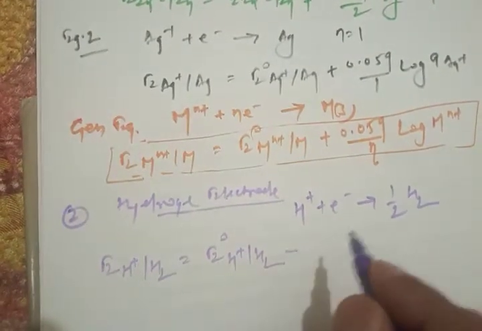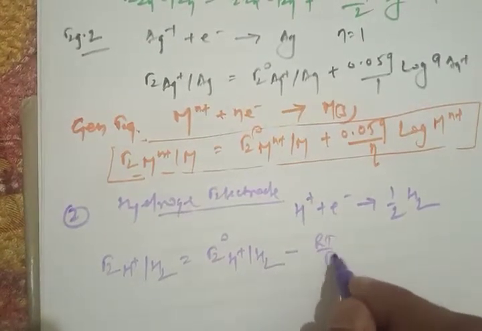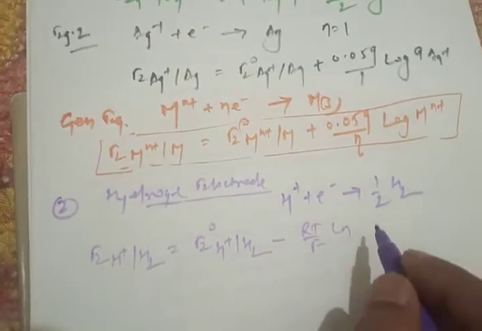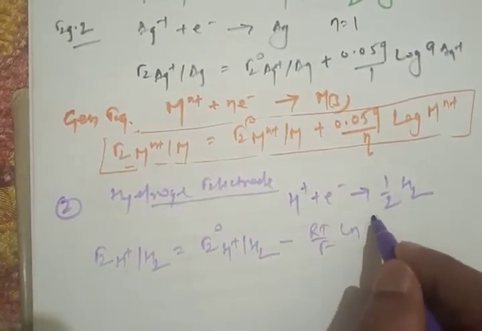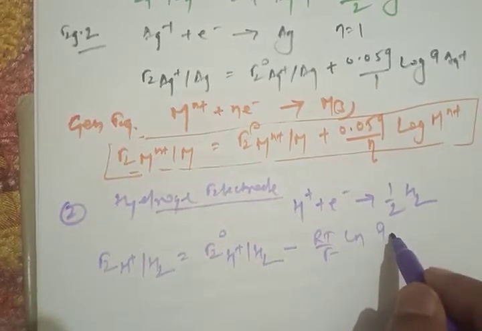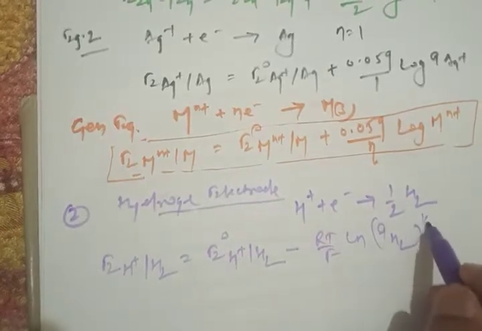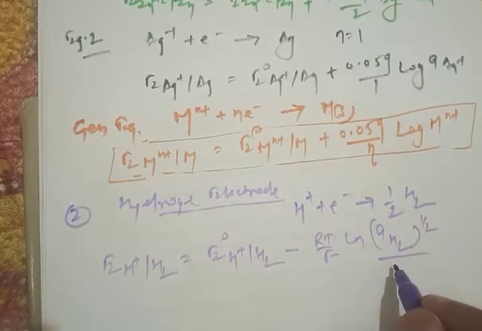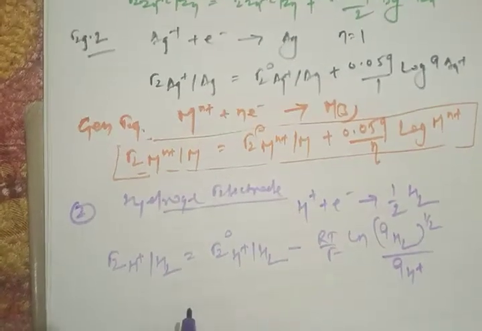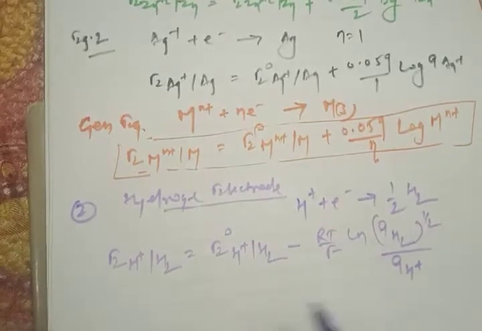Then again I'm writing the value. So here RT upon F, then Ln, and activity. Here I'm writing activity of this C A H2, and this half the coefficient comes into the power, and upon activity H plus.